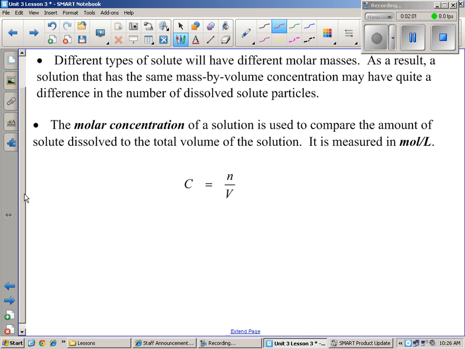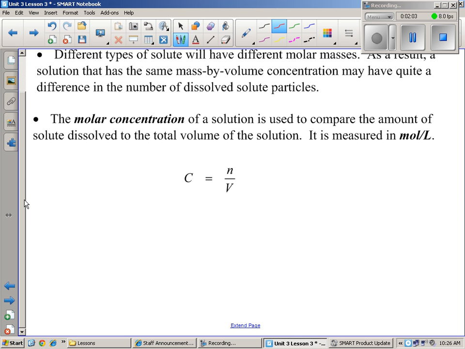Remember, I told you guys last day that mass by volume concentration is fine. If you had a 12% salt solution, that is 12 grams in 100 milliliters. But if you had a 12% sugar solution, it would also be 12 grams out of 100. It's not very specific. If you had to drink the salt water, it tastes pretty gross. If you had to drink the sugar water, it tastes sugary, right? So it's not very specific, that 12%.